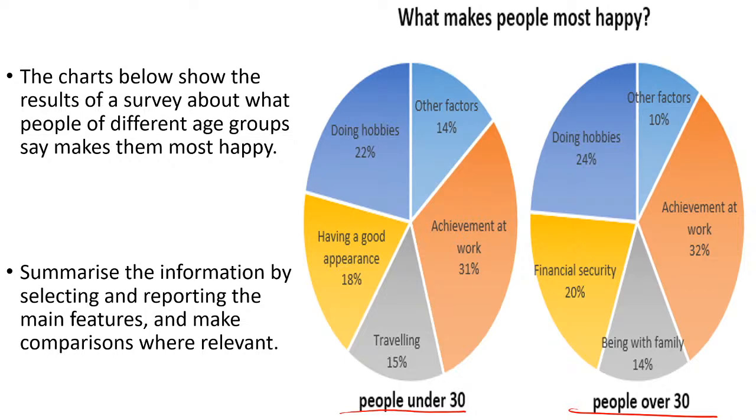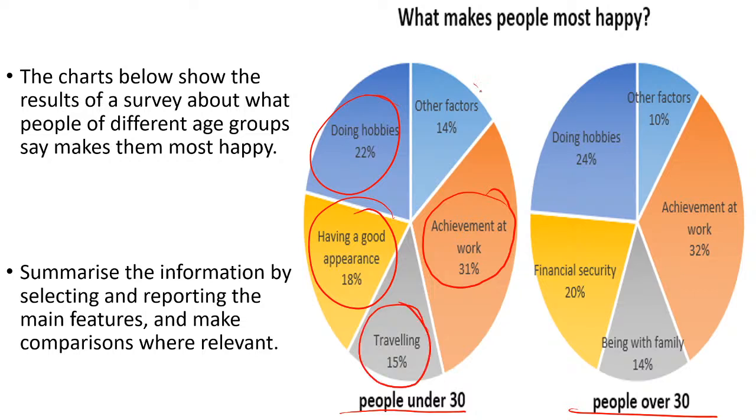So 31% of people say achievement at work makes them happy. It is followed by doing hobbies, then having a good appearance, then traveling, and the least is for other factors.